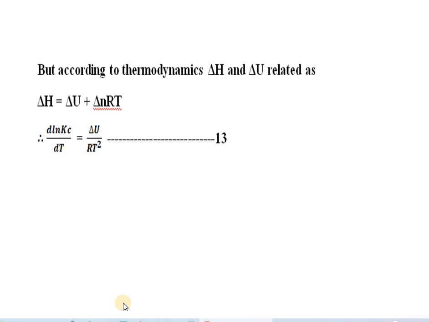But according to thermodynamics, we know that delta H and delta U are related as delta H is equal to delta U plus delta n RT. And therefore, this equation can be rewritten as d ln Kc by dT is equal to delta U upon RT square, equation 13.